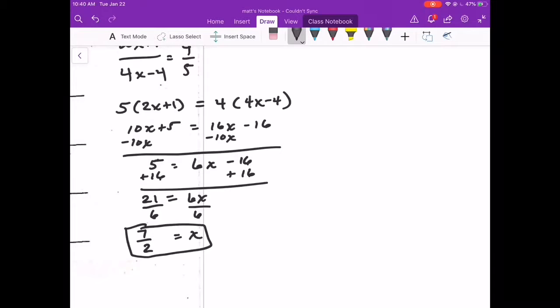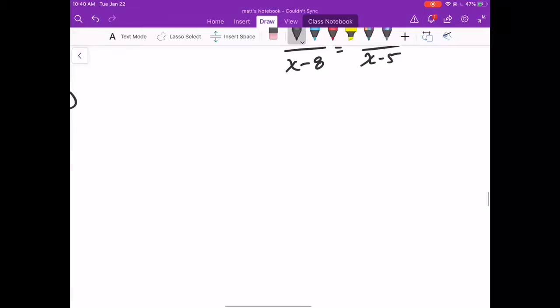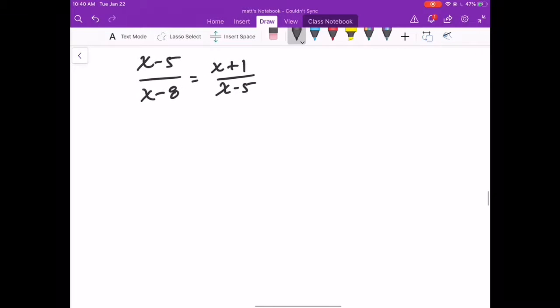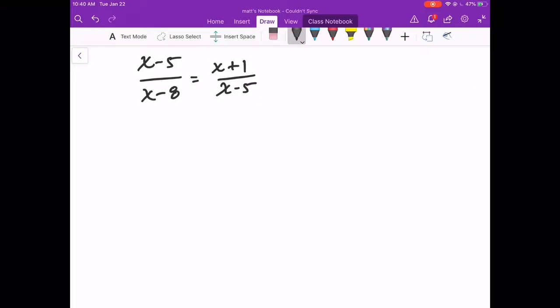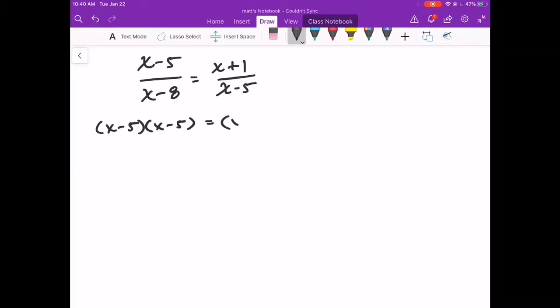Okay, so what I'm now going to do is take the example challenge to another level, but we're going to continue to use the same idea of cross multiplication. So my next example is right here, where I've got an expression on both sides. I'm going to end up with a quadratic equal to a quadratic, and we'll just navigate how this is going to work. So x minus 5 times x minus 5 is going to be equal to x minus 8 times x plus 1.